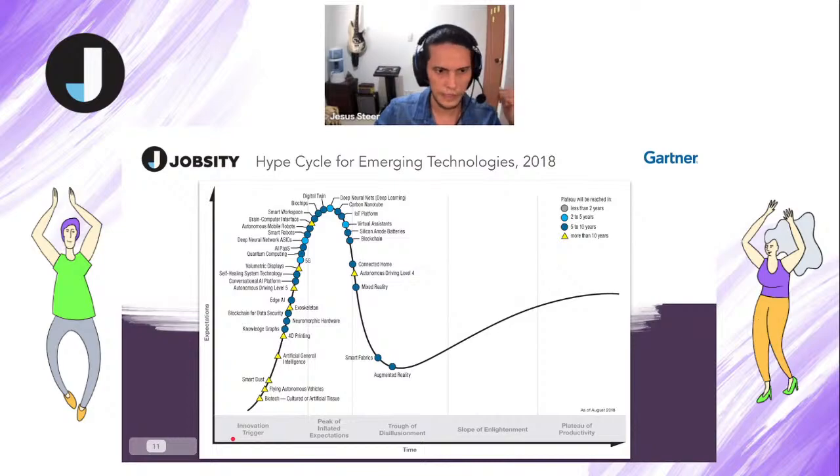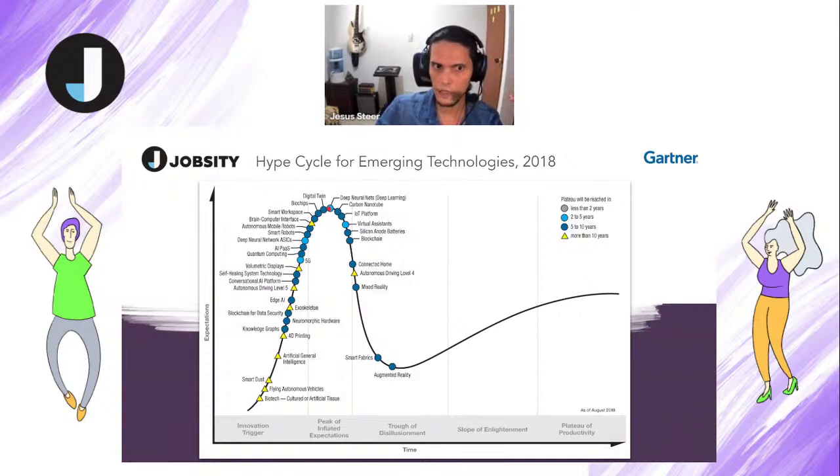First is the innovation trigger. When the project is starting, there is a lot of information from the press and the media, and a lot of people think that the project will fix a lot of problems. Then they think it will be a really, really good idea. So the project gets into a state of peak of inflated expectations.